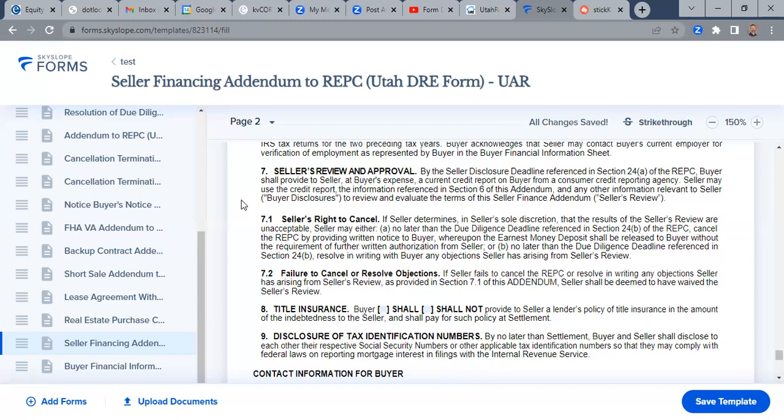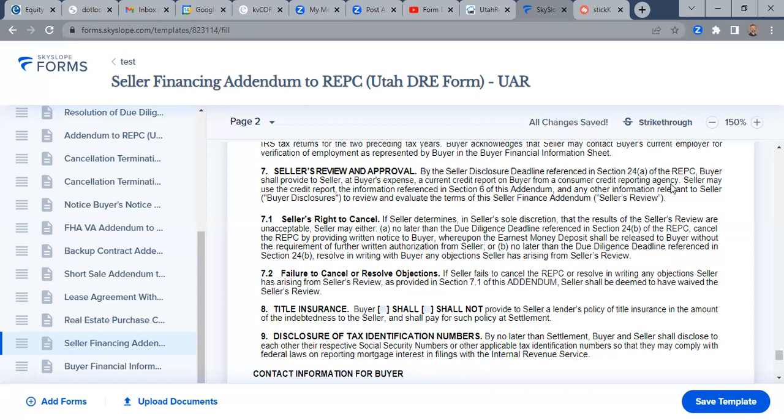So by the seller disclosure deadline, referenced in the REPC, the buyer is going to provide to the seller, at buyer's expense, a current credit report on the buyer from a consumer credit reporting agency. Again, there's different types of credit. So I don't know, Alan might be the better one to explain this as well, but there's free credit reporting companies out there, right, Alan, or memberships to these different companies. Those don't necessarily, I'm not explaining this very well.